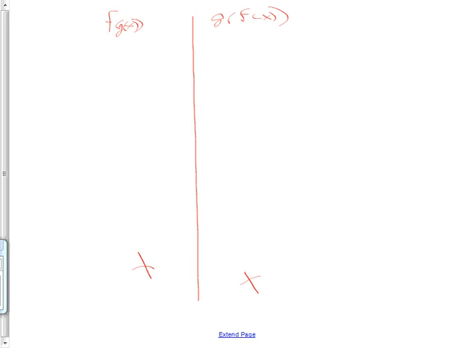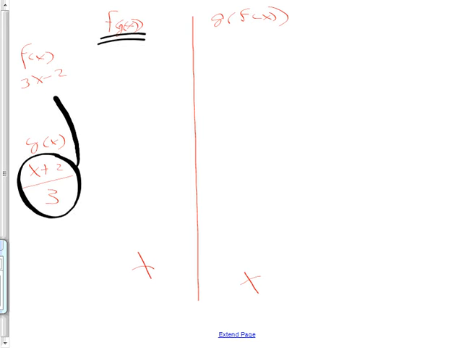F of x is 3x minus 2. G of x, on the other hand, is x plus 2 over 3. If I'm going to put g into f, like I said right here, g's on the inside. This one is going to go into that one. I'm going to have 3 big parentheses, x plus 2 over 3, minus 2. Now that should all cancel out and become an x.